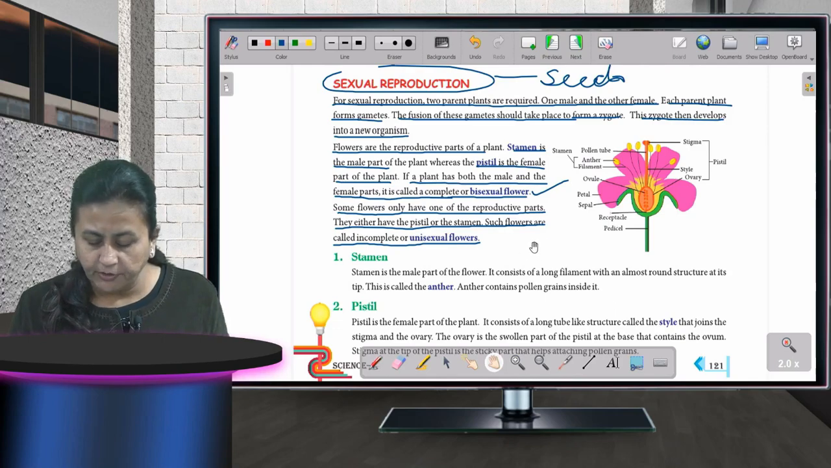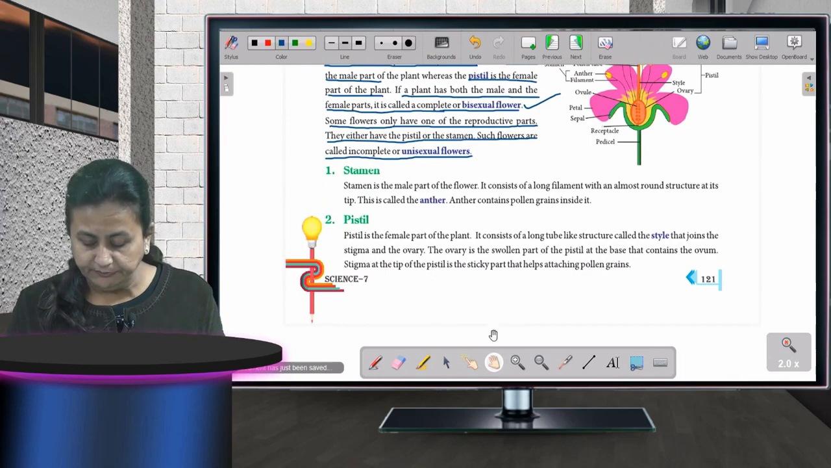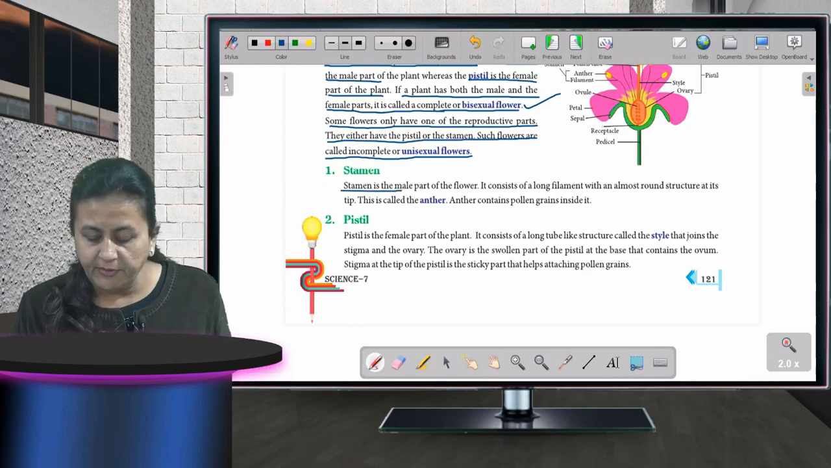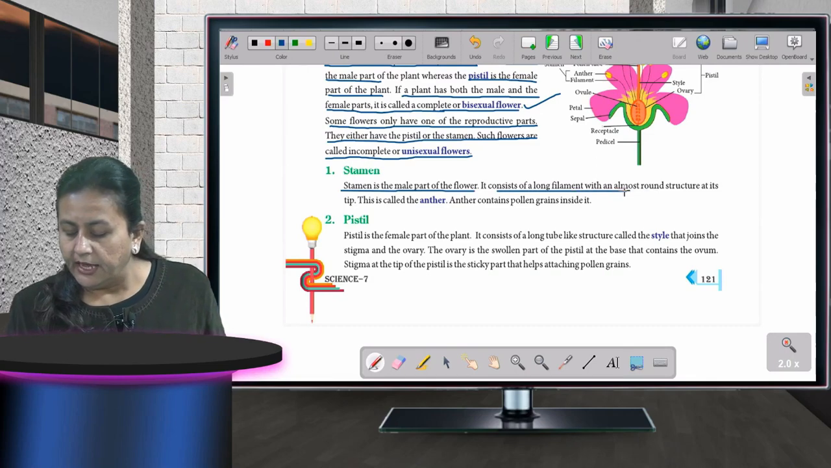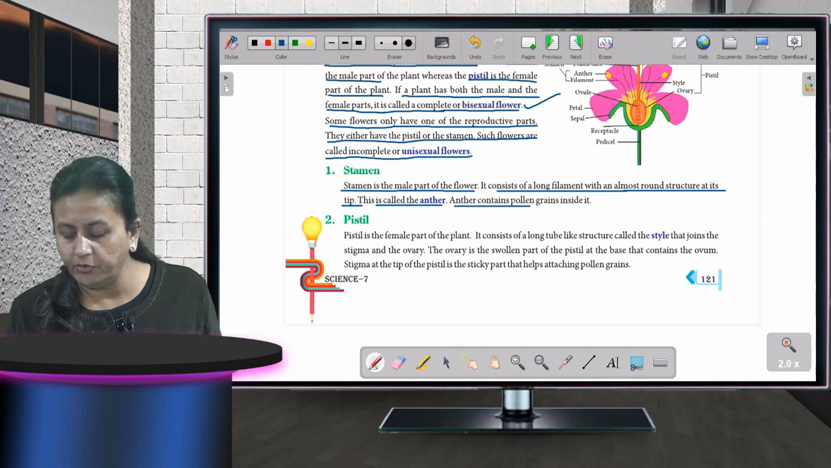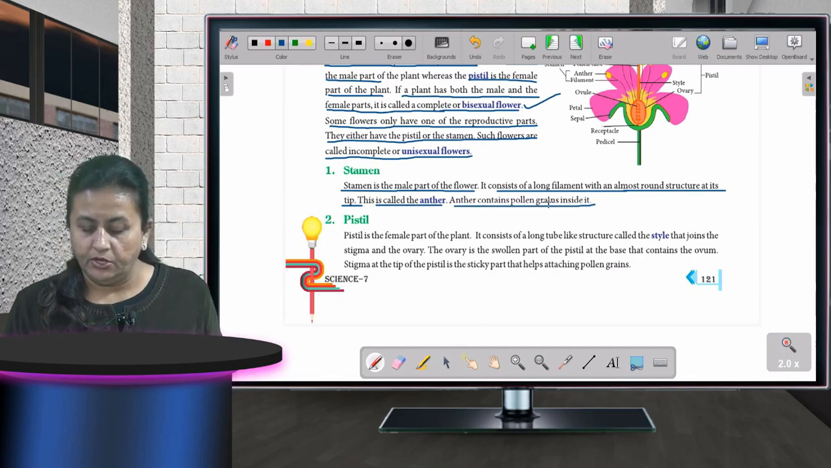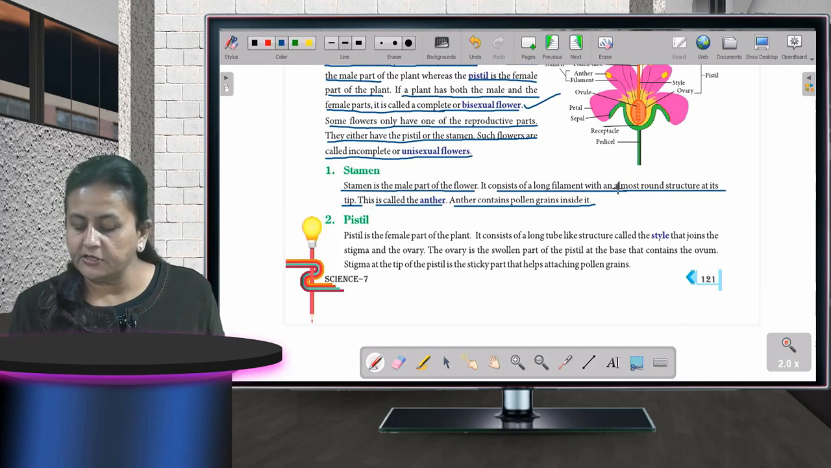Now we'll talk about stamen. Stamen, as I told you, is the male part of the flower. It consists of a long filament with an almost round structure at its tip. This is called the anther. Okay, the anther contains pollen grains inside it. Okay, what is this stamen? It is a male part of the flower, and it has a long filament.